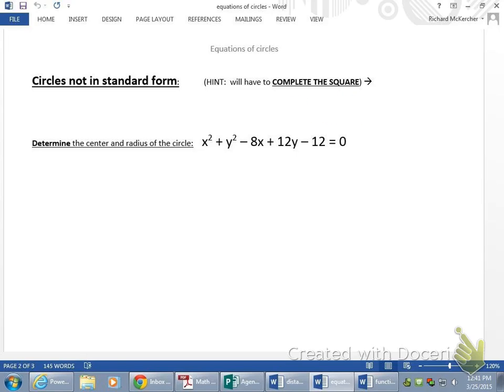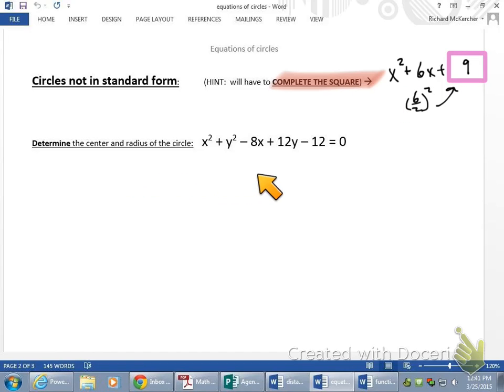So here's a quick little review. How do you complete the square? If I ended up with this binomial, I'll complete this square by taking half of that number and then squaring it. So again, that's something we did a couple months ago, but we do need that skill again today. So quick review, completing the square.